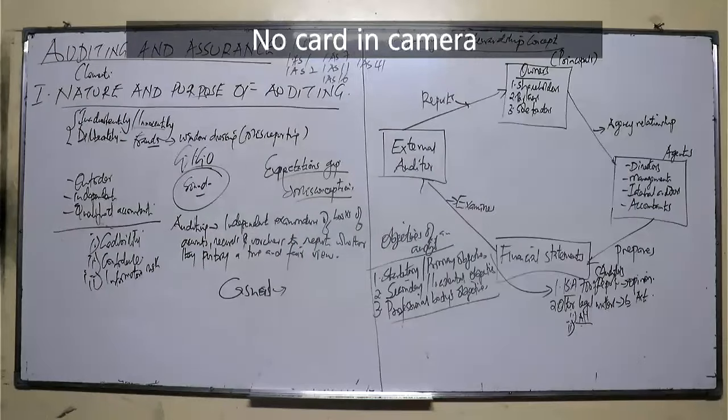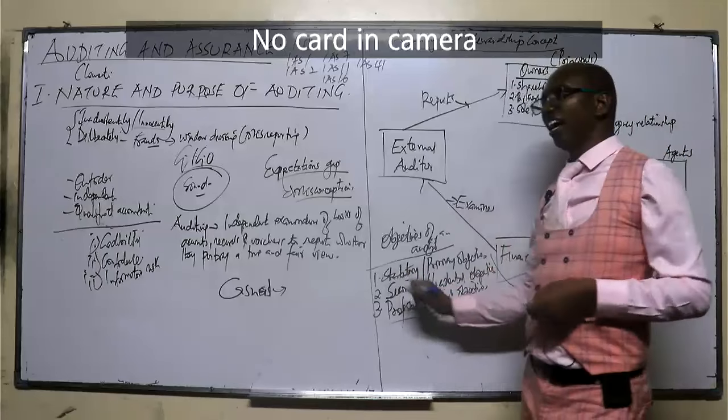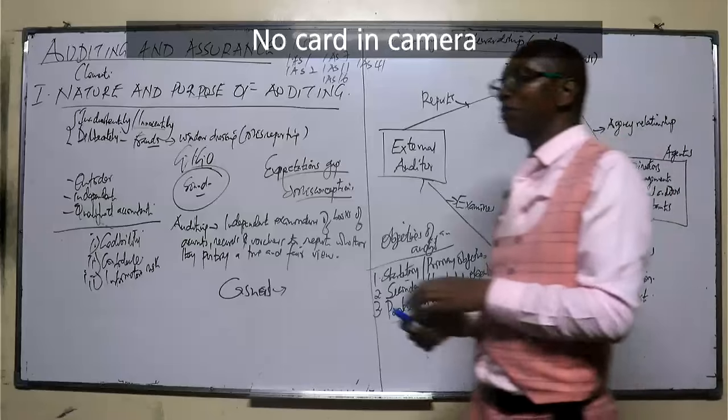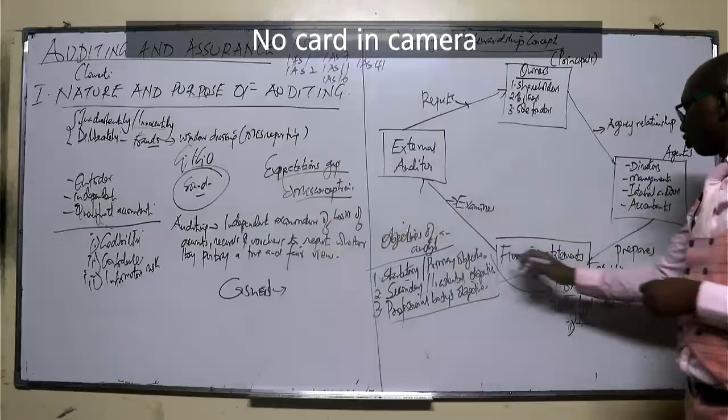So we are looking at the objectives of an audit. Why do we need to carry out an audit? What does the law say about auditing? We are saying that we are required to draft a report which captures our opinion. That's requirement number one under statutory objectives.